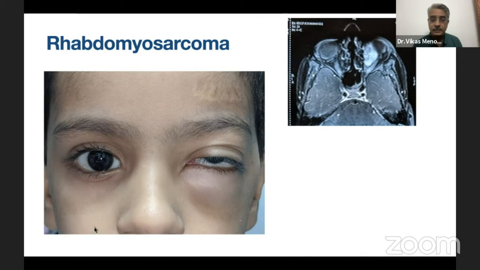Rhabdomyosarcoma sometimes may appear, as I'm sure was presented as the last slide. So this may appear as a lump on the eyelid. This also Dr. Seema has shown, but most of these malignancies will have some orbital component.